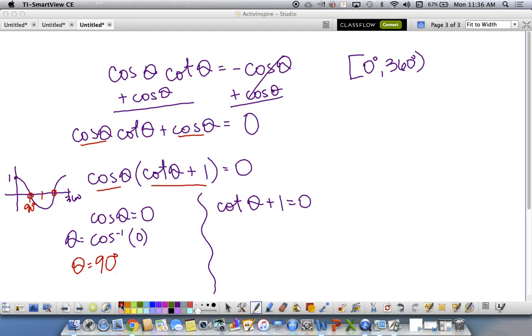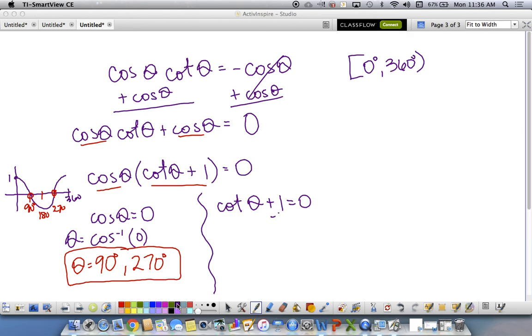Pi over 2, pi, which is 180. What's this one? If you're looking at your plate, you can see. Still use your plate, it's okay. It's 270. So this section has 2 answers. Let's go over to the other one and see what we can do with the other problem.